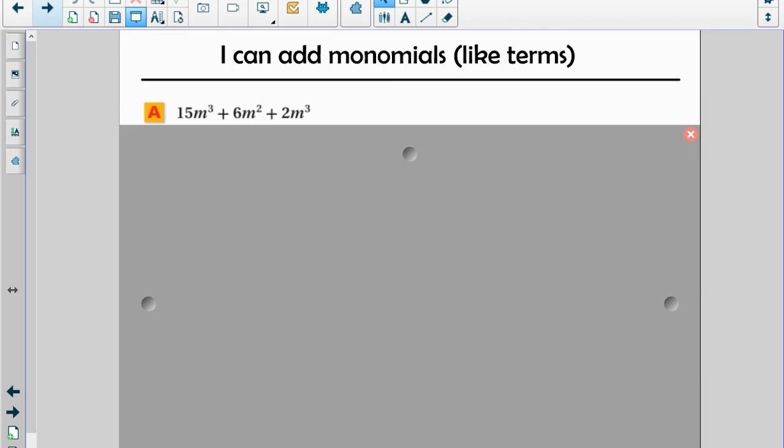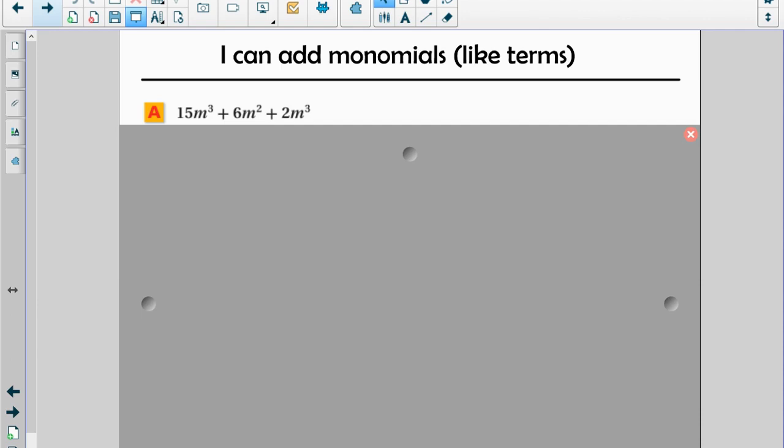So let's start by just reviewing how to add monomials. Now, you may not think you've done this before, but you have. Adding monomials is really just the same thing as adding like terms. We want to find the terms that have the exact same variable parts, which means they have to have the same variables raised to the same powers, and then we can add the coefficients together.